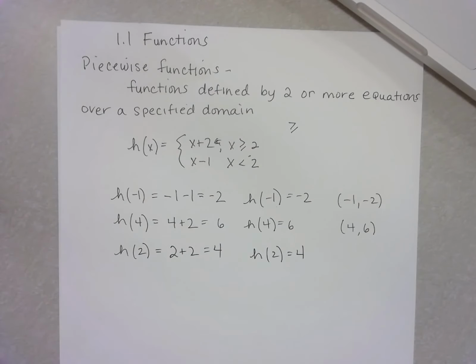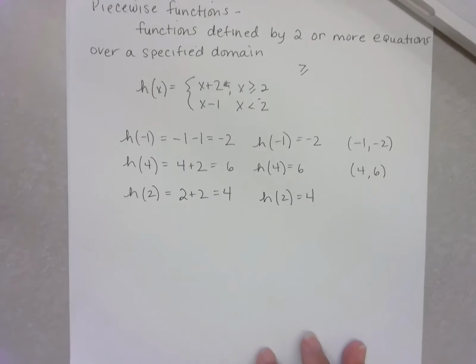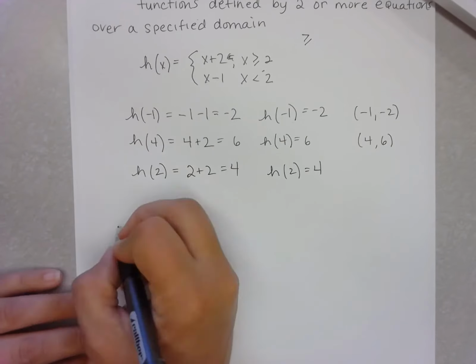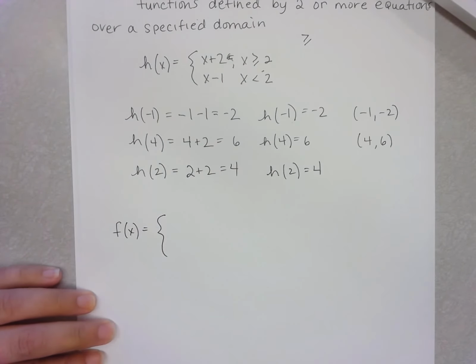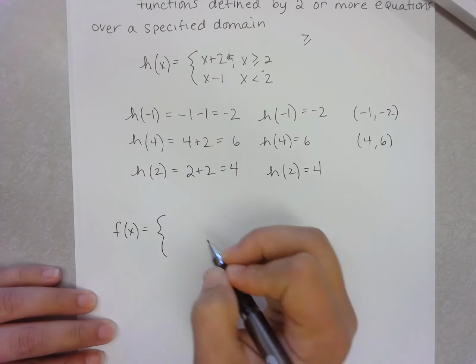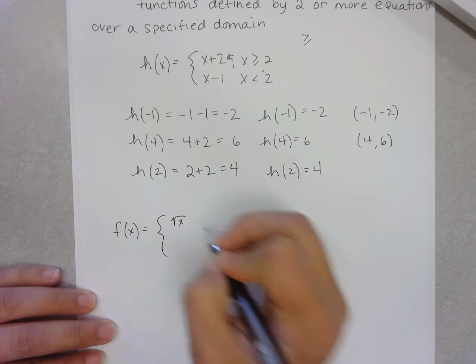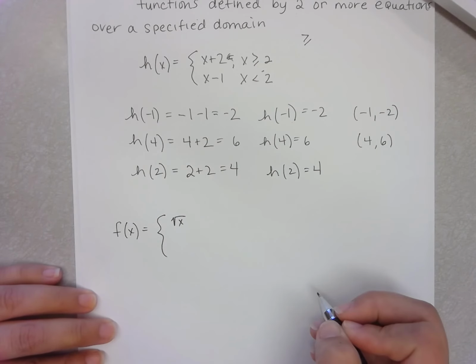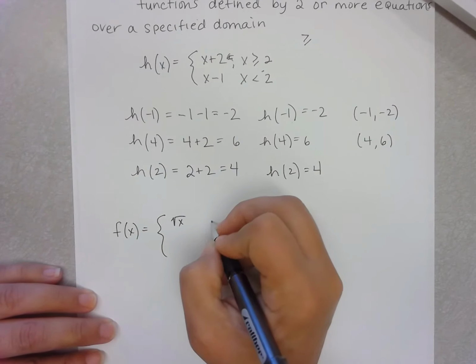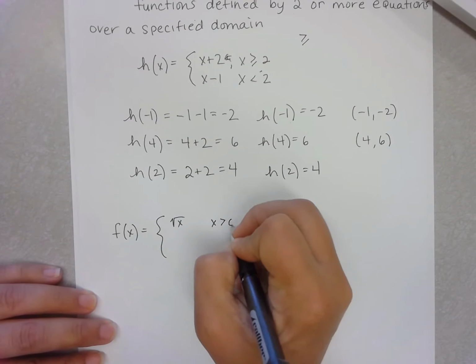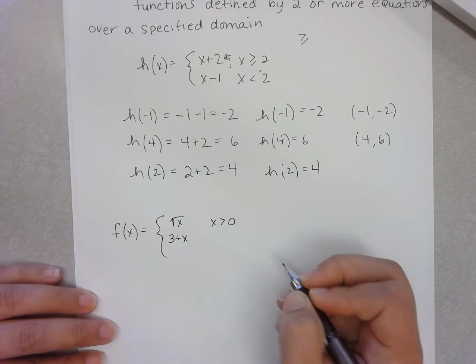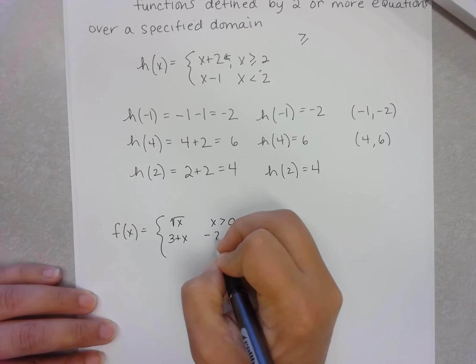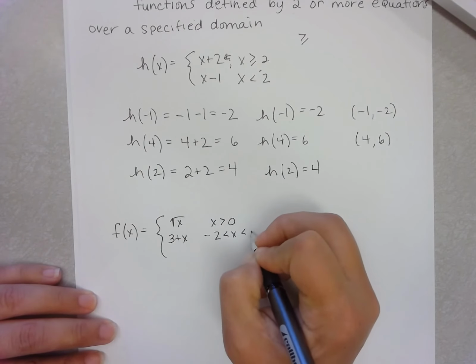All right. Let's work on one more example. This time we're going to have 3 functions, so it's going to be defined in 3 different pieces. That's why we call it piecewise. For the square root of x, we're going to say that's for all x's greater than 0. For 3 plus x, this is where my function is defined between negative 2 and x less than or equal to 0.